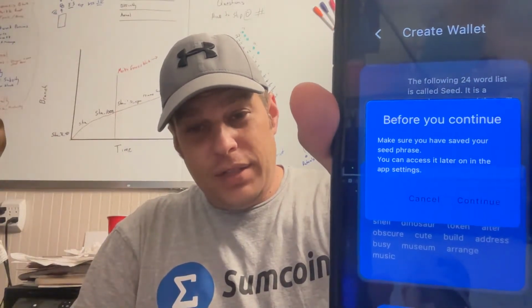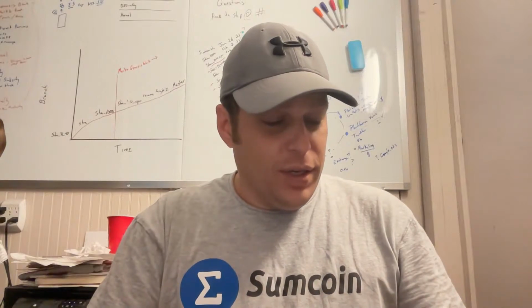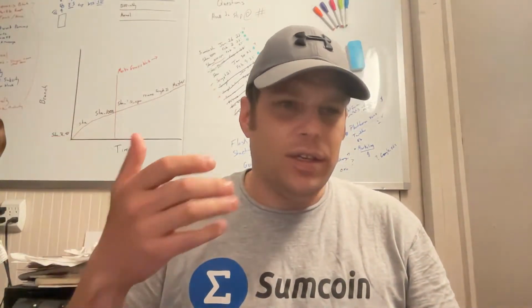So the next thing, before you continue, make sure that you have your seed phrase. You can access it in your app settings later on, but make sure that you got that saved somewhere. Okay. Next thing goes into authentication. So it's going to want you to create a PIN, and it's going to ask if you want biometrics. So things like thumbprints, if that's still a thing, face recognition.